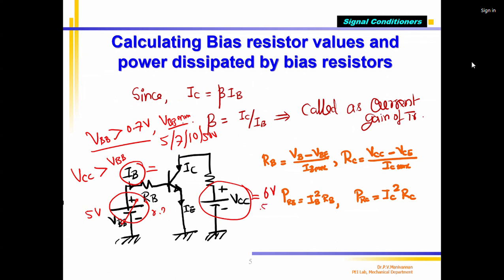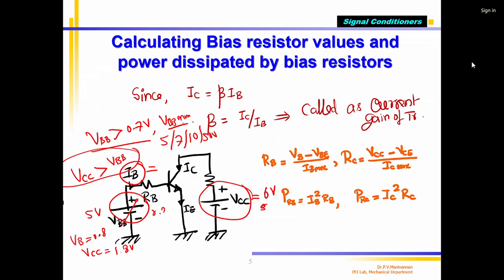Theoretically it should work, but practically there should be a 1 volt difference. They say a minimum of 0.8 to 1 volt difference should be there between VBB and VCC, correct? VBB should be minimum greater than 0.7. For example, I say VBB equal to 0.8 volts. What should be VCC? VCC should be 1 volt more. That means 1.8 volts. So VCC should be greater than VBB always. Then only the transistor will work as an amplifier.